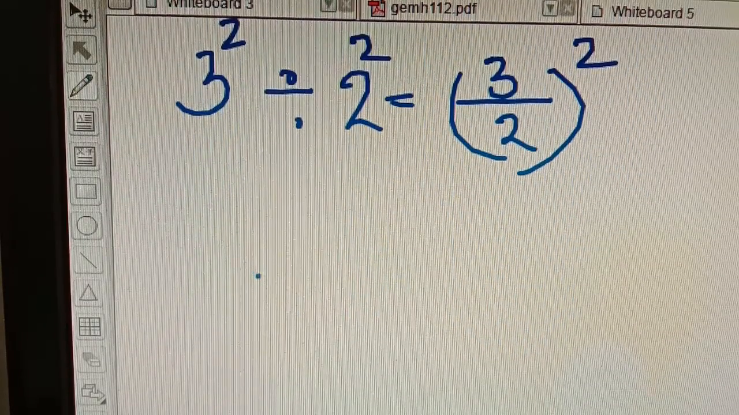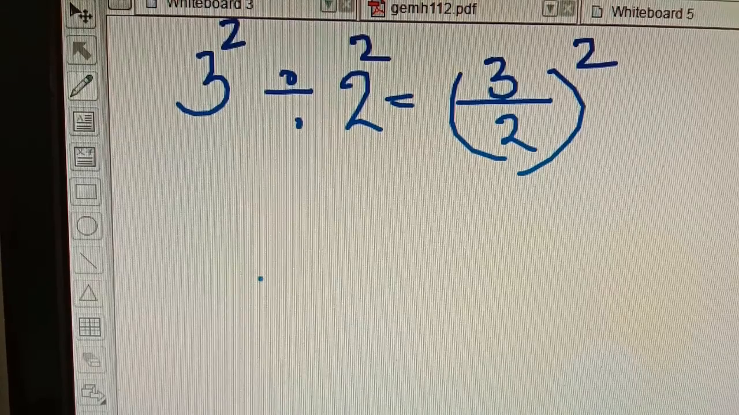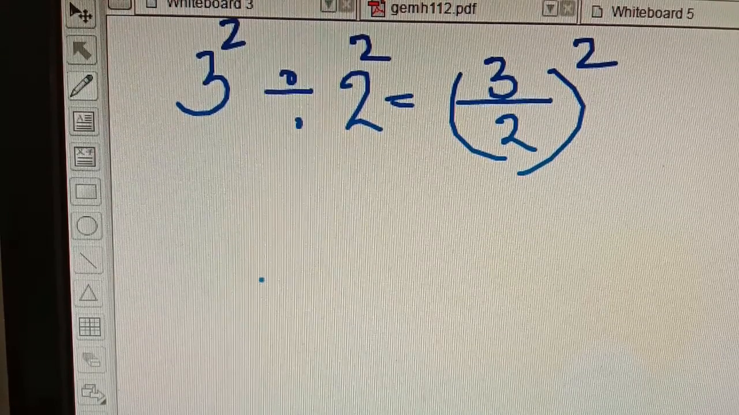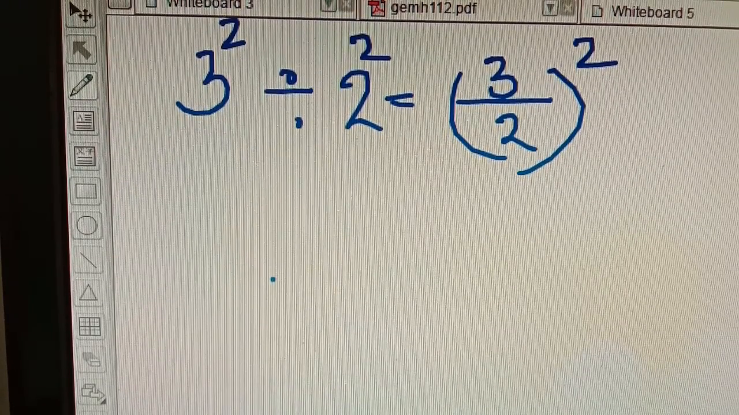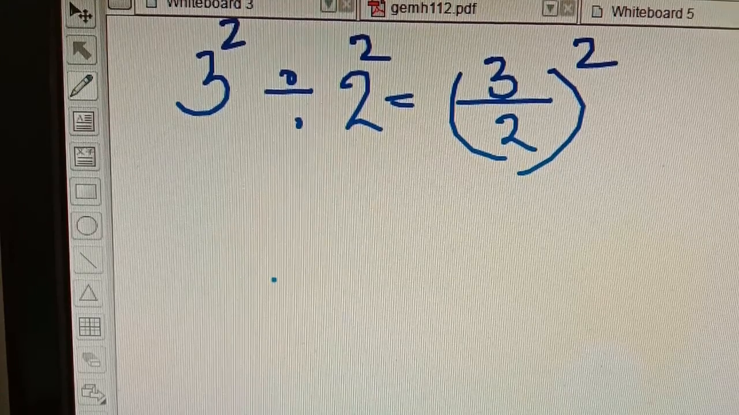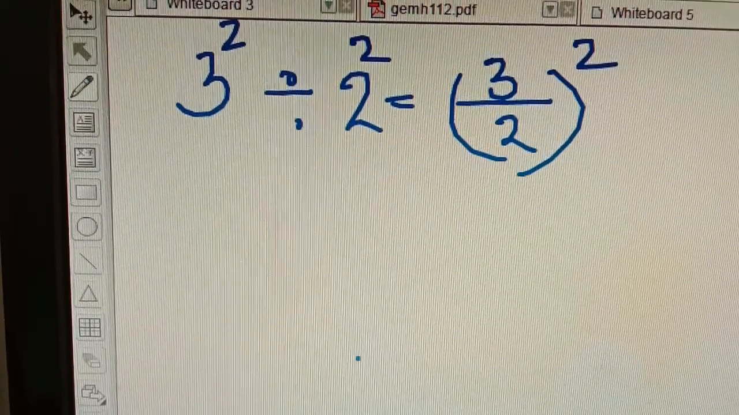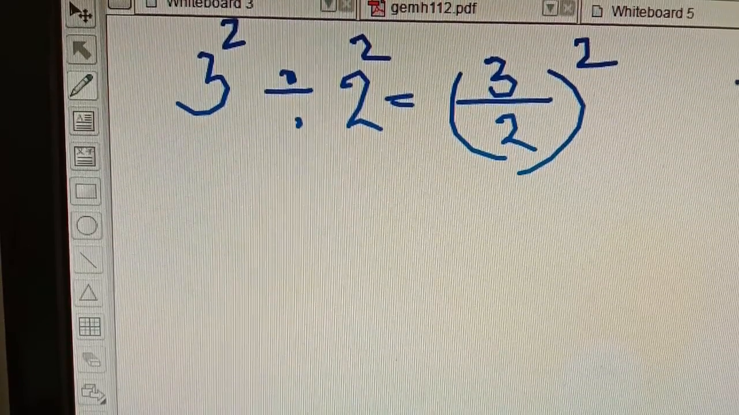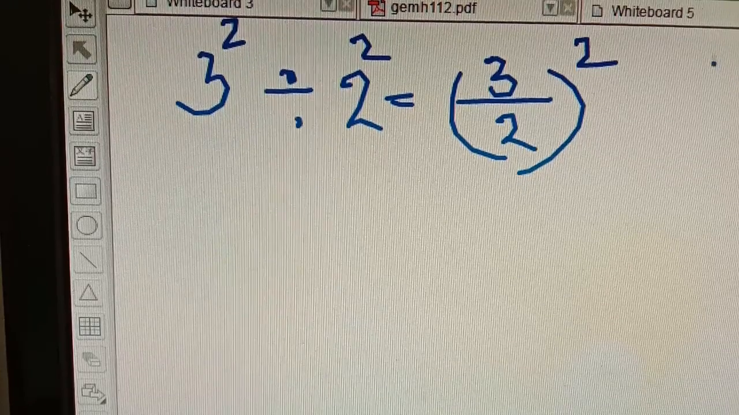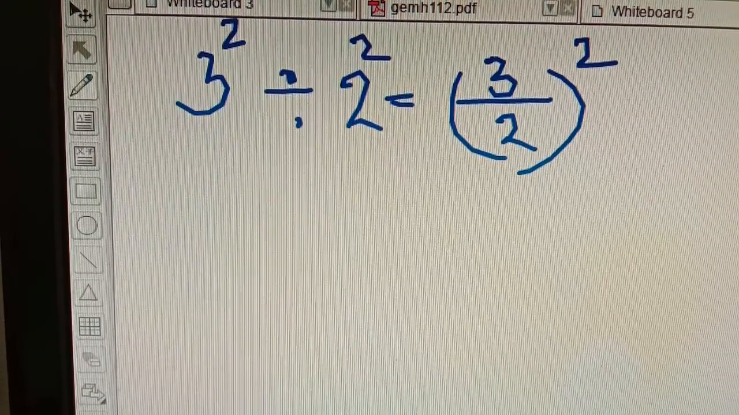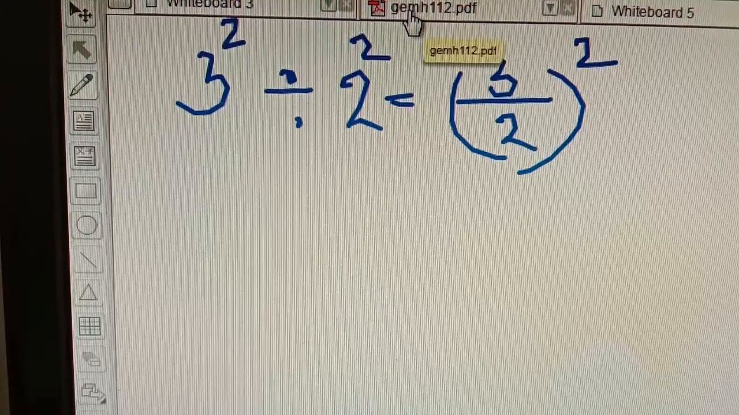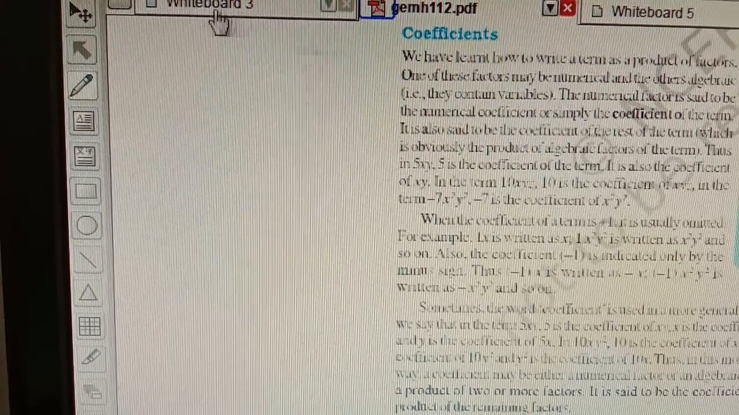Then the next laws are: a to the power of 0 is 1, and minus 1 to the power of an even number is positive 1, minus 1 to the power of an odd number is negative 1. Those laws we already found. So by using these laws we can do any of the questions from that exercise.